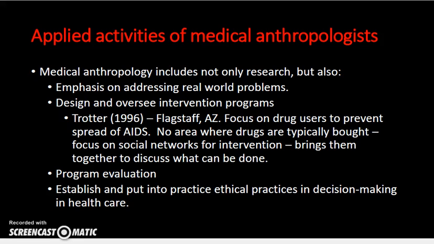One of the other areas that anthropologists can work in is the idea of program evaluation. So looking at things like international development, local development issues, applied medical intervention projects, and seeing what's actually being done, how successful programs are overall. The other thing that medical anthropologists can do is to establish and put into practice ethical principles and decision making in the healthcare setting.